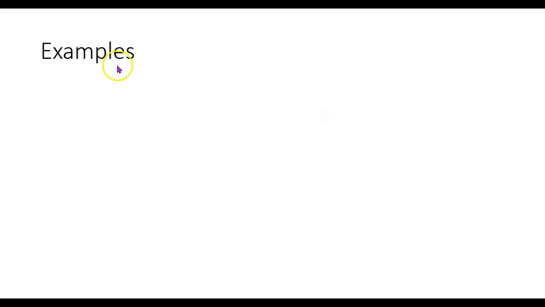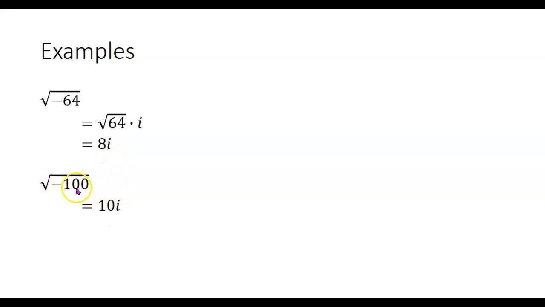So with that in mind, let's look at some more examples. What is the square root of negative 64? Remember, what do you do whenever you see the square root of a negative number? You immediately write it as the square root of that positive number times i. So this would be the square root of 64 times i, and that would be 8i. What about the square root of negative 100? Well, that would be the square root of 100, which is 10, times i. The square root of positive 100 is 10, so the square root of negative 100 is 10i.